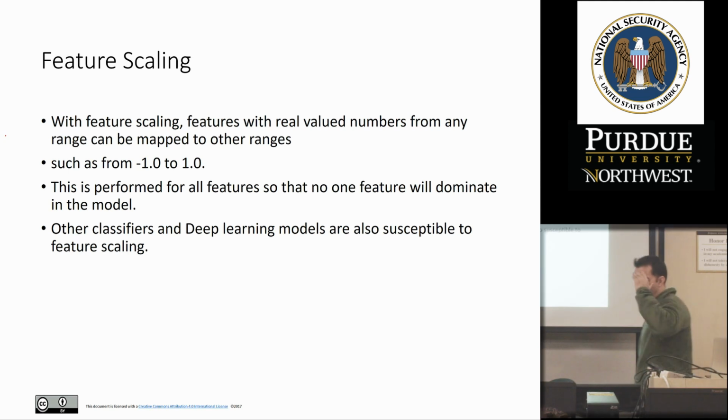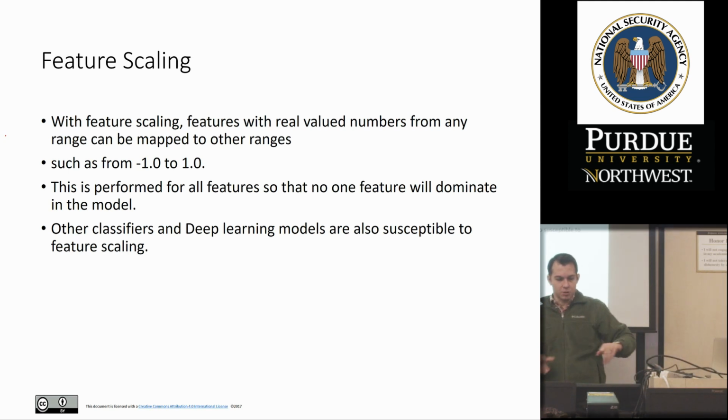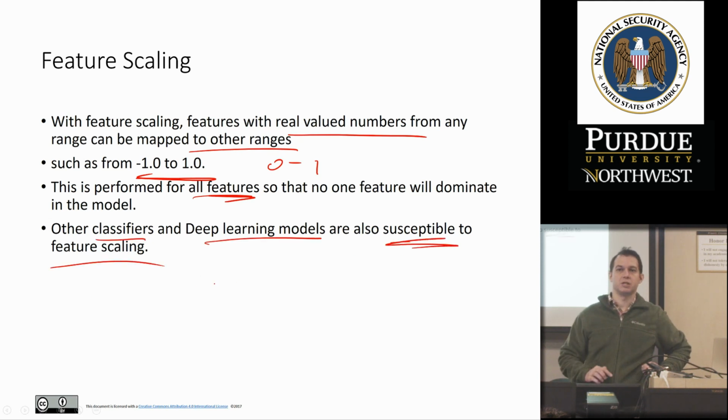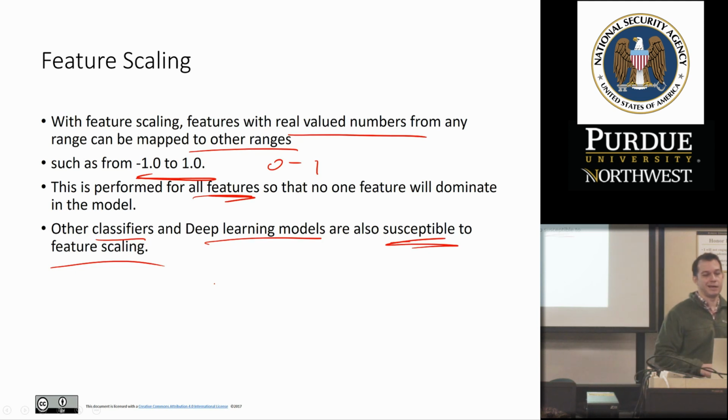So here we have a little bit more. With feature scaling, features with real valued numbers from any range can be mapped to other ranges, such as 0 to 1 or -1 to 1. This is performed for all features so that no one feature will dominate in the model. And other classifiers and deep learning models are also very susceptible to feature scaling. So it's definitely something that you want to do.